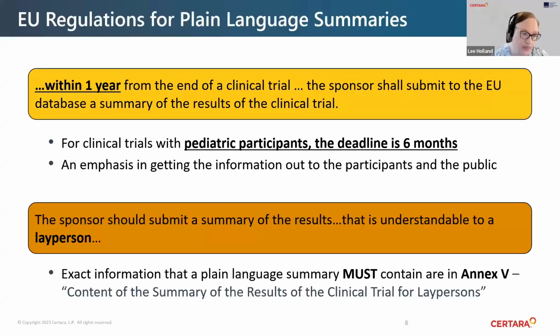The regulations go on to state that the sponsor should submit a summary of the results that is understandable to a layperson, and that's very important. So you can't write up a quick summary of the clinical trial results and have it be at college level. We have to be sure that the results are written in a way that people can actually understand them if they want to go out and take a look at these. Now, the exact information that plain language summaries must contain is in Annex 5 of the legislation, which is titled Content of the Summary of the Results of Clinical Trials for Laypersons.